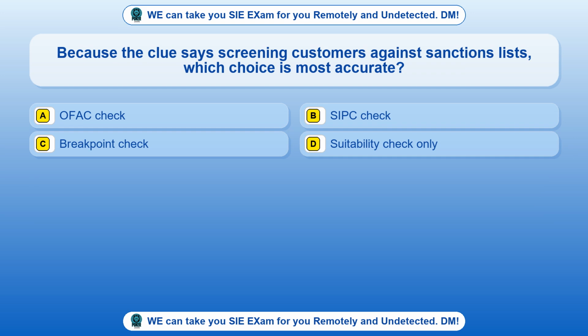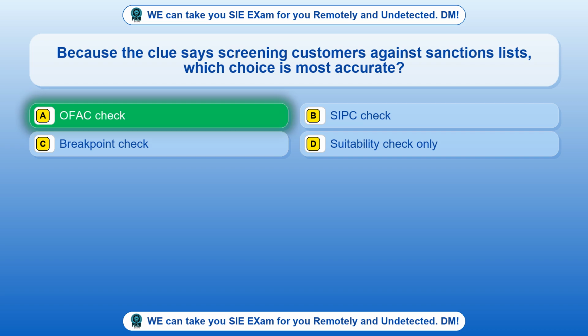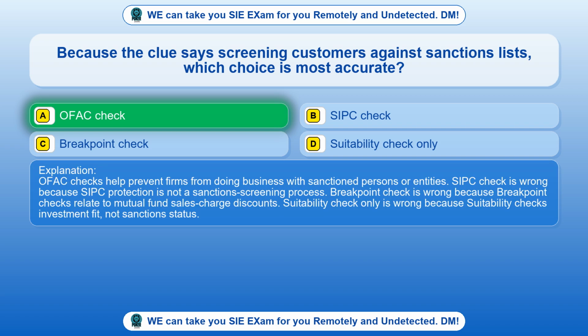Question 33. Because the clue says screening customers against sanctions lists, which choice is most accurate? Option A, OFAC check. Option B, SIPC check. Option C, breakpoint check. Option D, suitability check only. The correct answer is option A, OFAC check. OFAC checks help prevent firms from doing business with sanctioned persons or entities.